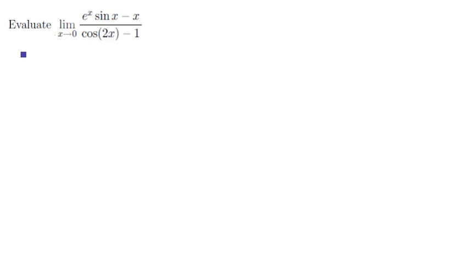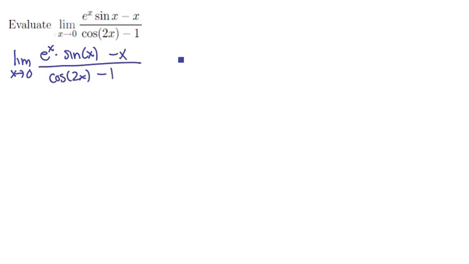Evaluate the limit as x tends to 0 of (e^x sin x − x) over (cos 2x − 1). So let's begin by rewriting this so that we can go through the basic L'Hopital's algorithm. We have e^x times sin x minus x over cos of 2x minus 1. Now the first step is to try plugging in.